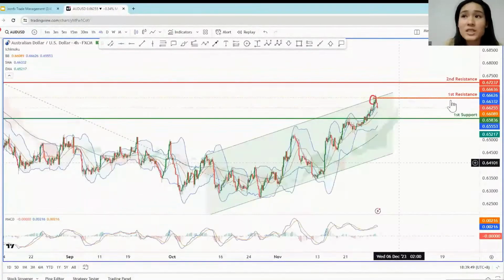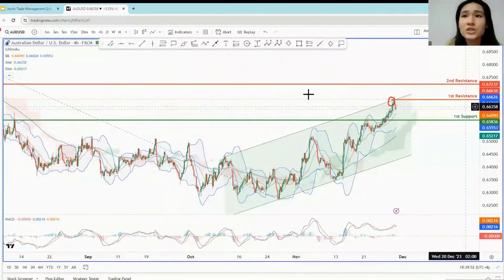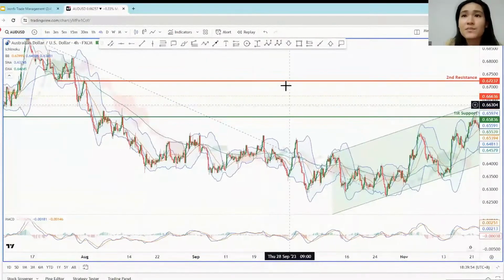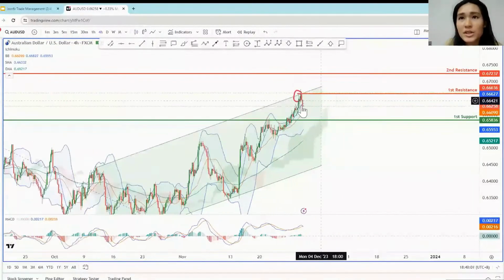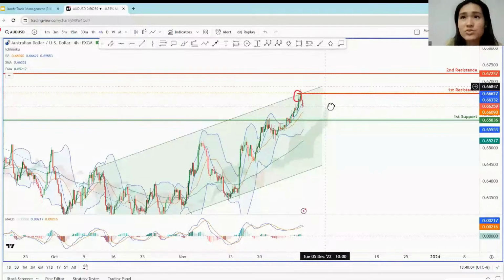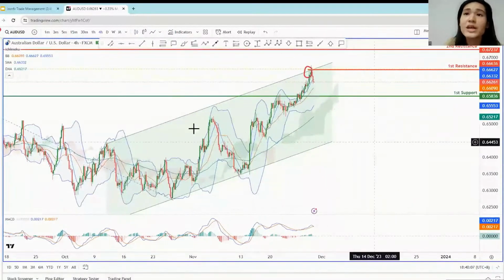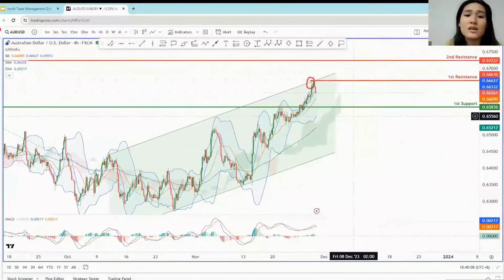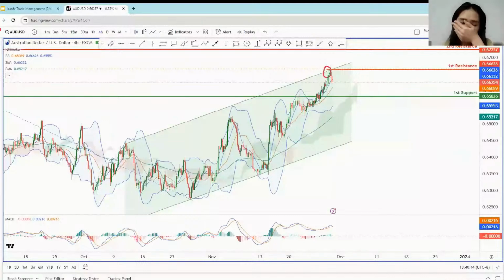So we are seeing some resistance over here because of this Fibonacci level, but we're still expecting it to continue to rise up towards our second resistance, following the upward trend and still moving within this ascending trend channel.